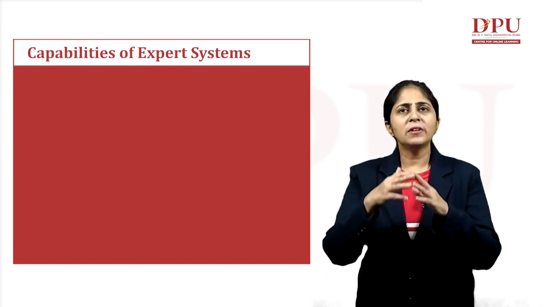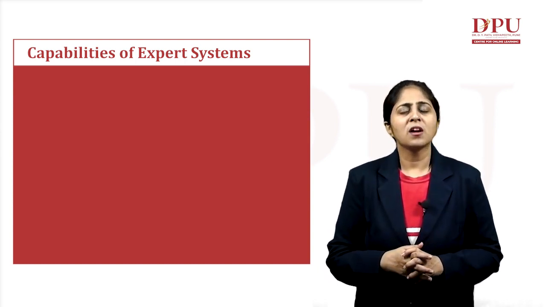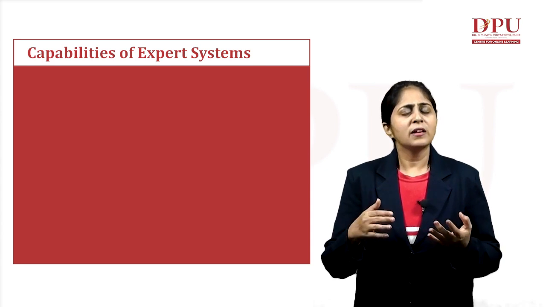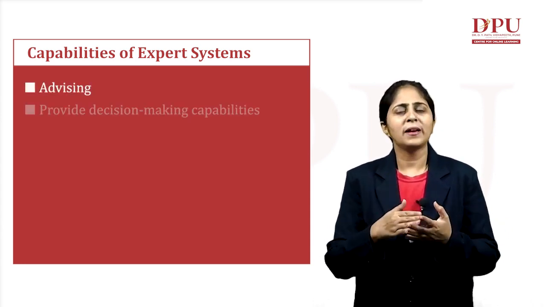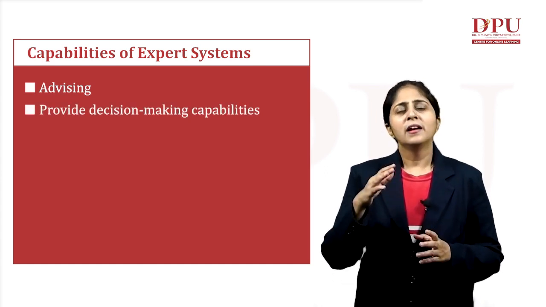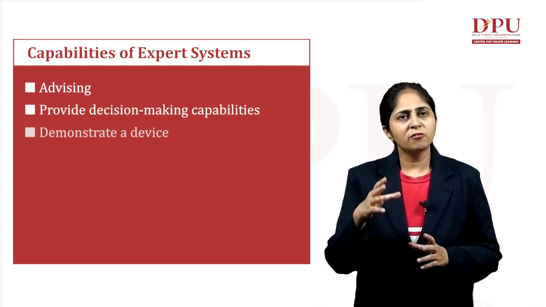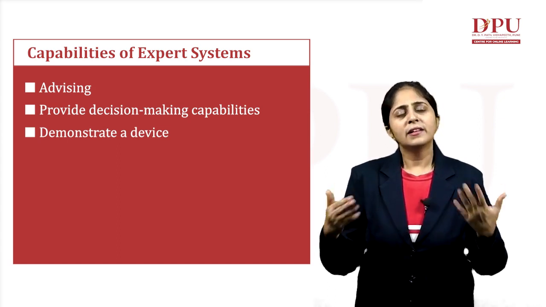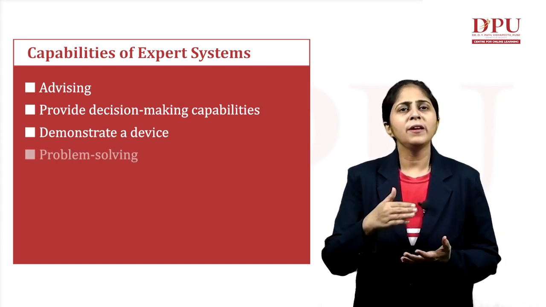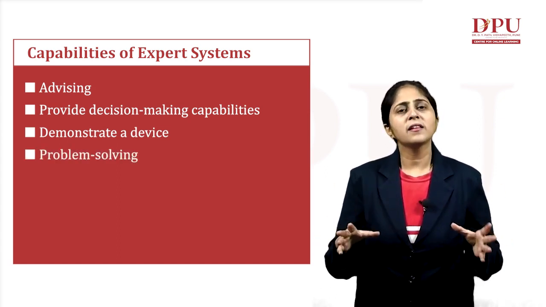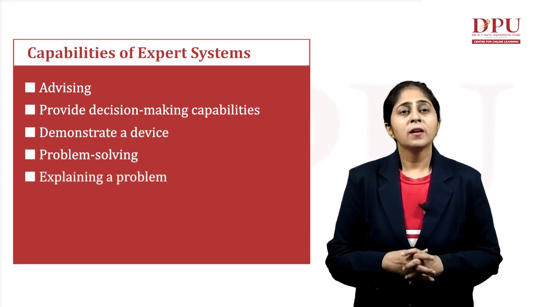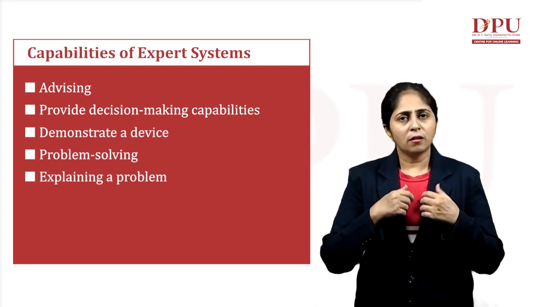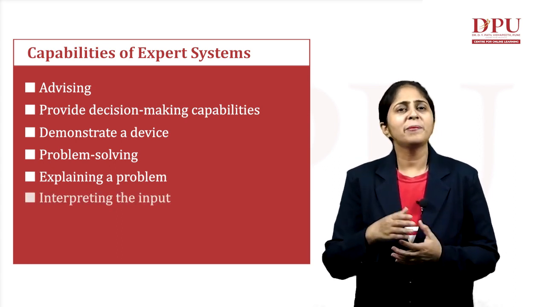So these are a few of the capabilities of the expert system. It has the capability of advising, it has the capability of decision making. It has the capability of demonstrating a device. It has the capability of solving our problem. It has the capability of explaining a set of problem. It also has the ability of interpreting the input.